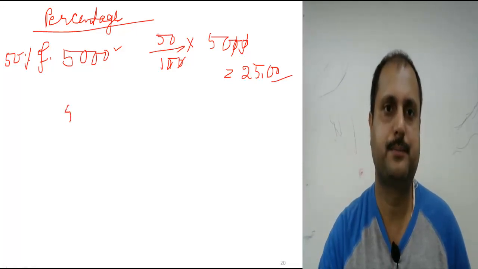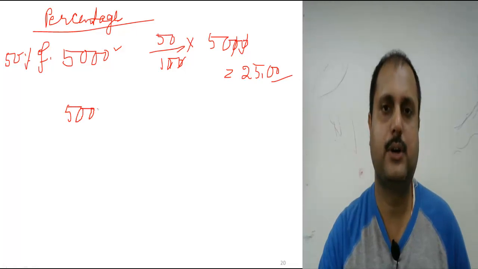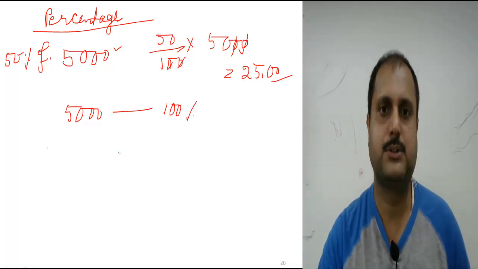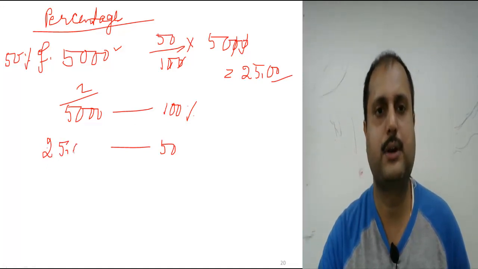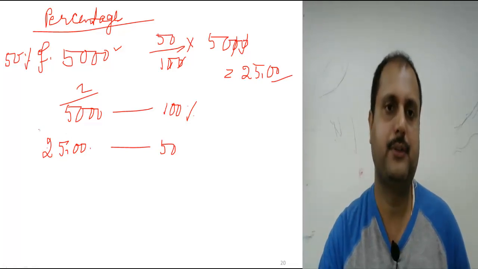So suppose this is 5,000. Suppose it is 100%. Now if anybody asks you what is the amount of the 50%, simply you can divide it by 2. It will become 2,500. So 2,500 would simply be the half of the 5,000. It will be called the 50%.